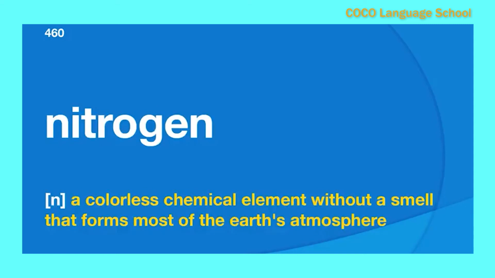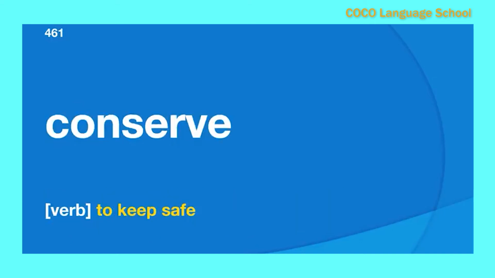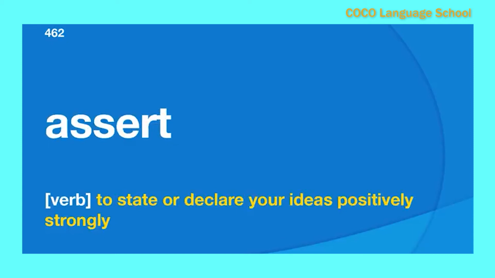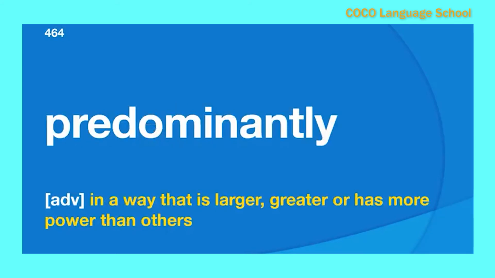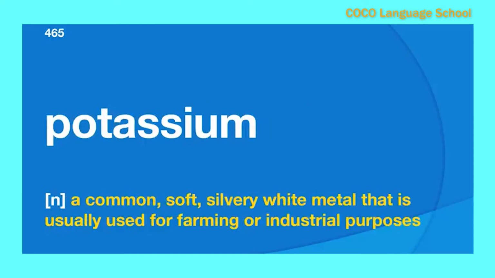A colorless chemical element without a smell that forms most of the Earth's atmosphere. Nitrogen. To keep safe. Conserve. To state or declare your ideas positively, strongly. Assert. Includes numbers. Numerical. In a way that is larger, greater or has more power than others. Predominantly. A common, soft, silvery white metal that is usually used for farming or industrial purposes. Potassium.